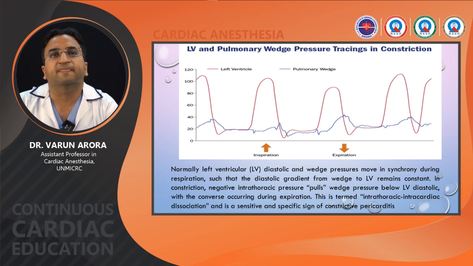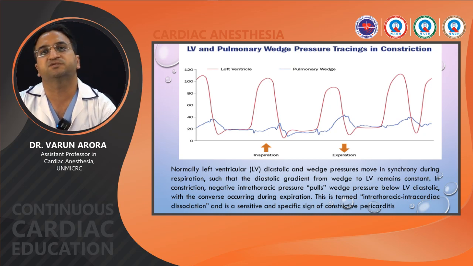So now, normally the left ventricular diastolic and wedge pressures move in synchrony during respiration, such that the diastolic gradient from wedge to LV remains constant. In constrictive pericarditis, negative intrathoracic pressure pulls the wedge pressure below the left ventricular diastolic pressure, with the converse occurring during expiration. This is called intrathoracic intracardiac dissociation, and this is a sensitive and specific sign of constrictive pericarditis.